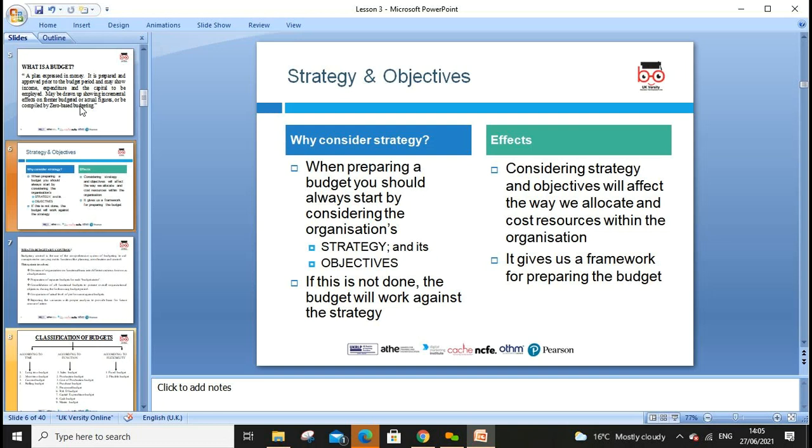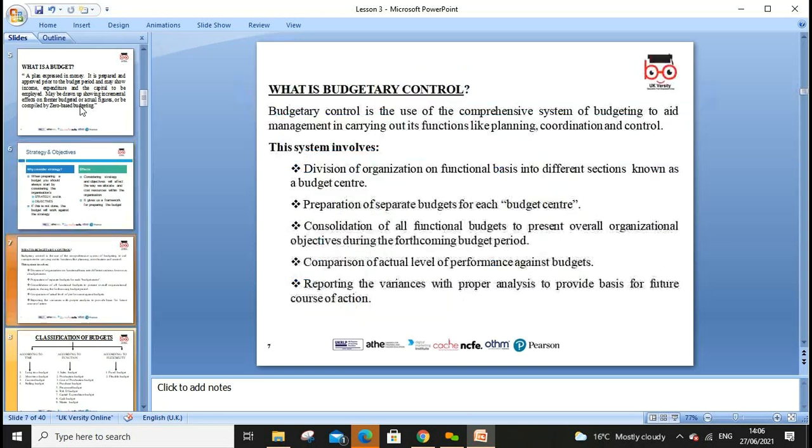So why consider strategy? When preparing the budget, you should always start by considering the organization's operations, strategy, and objectives. Because at the end of the day, whatever our planning is, it is all about achieving our organization's objectives. And objectives can only be achieved when we have a good plan. Planning is a sat nav for the future. It guides us and provides the path. If there is no planning, there is no path.